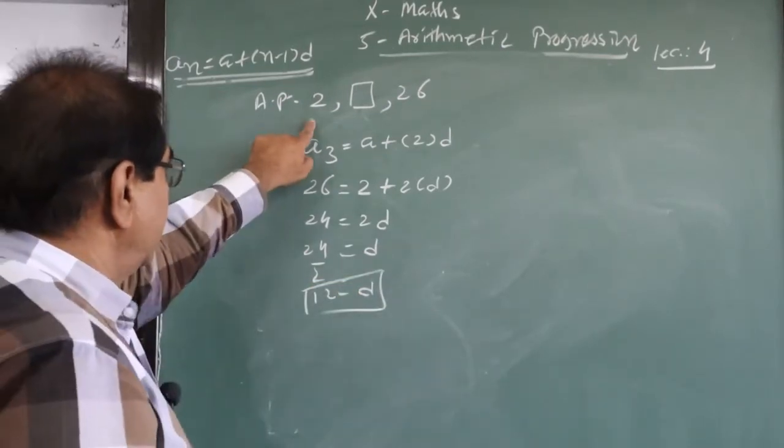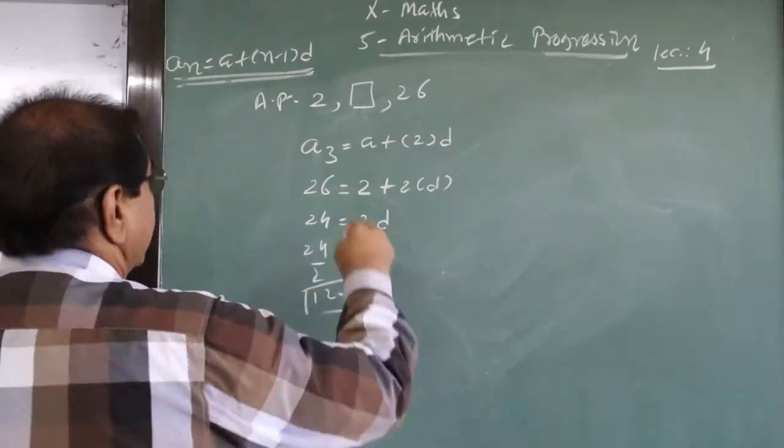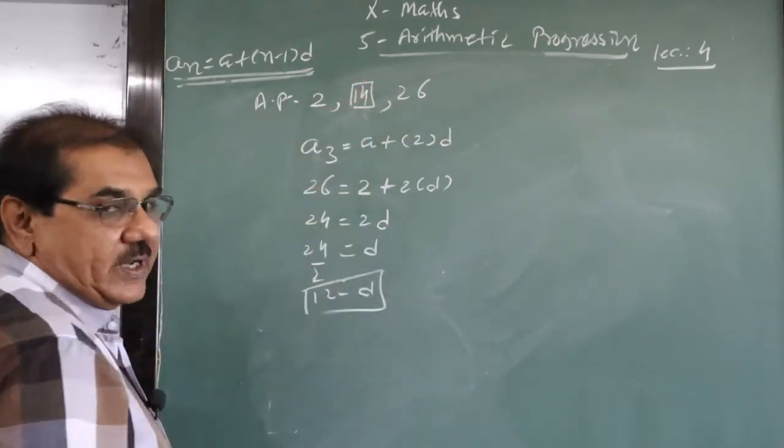So, now the first term is 2, plus 12 is what? 14. So, the second term will be 14. Is it clear?